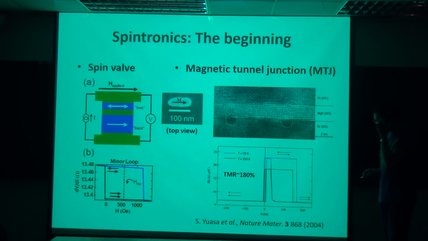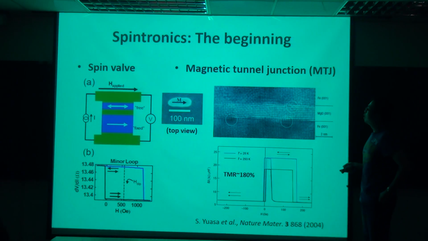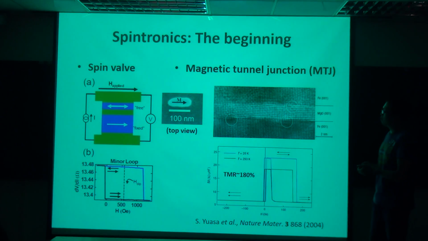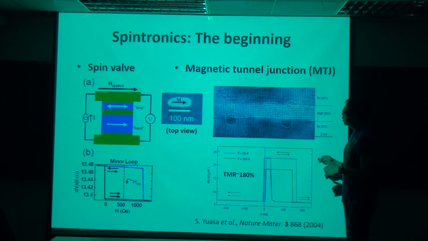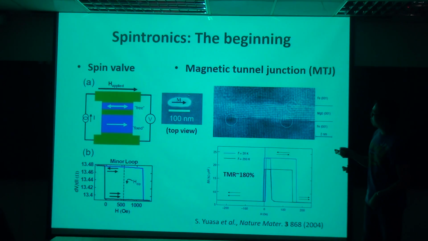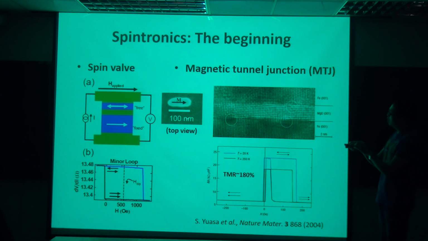And for real-world application, we typically want to pattern these thin films or multi-layers into small devices. The reason why we want to pattern them into smaller devices is because we want that magnetic layer to be a single domain, so we can see clear switching. And this is an example from the Cornell group, where they patterned these multi-layers, the sandwich structure that I just mentioned, into a nanopillar.